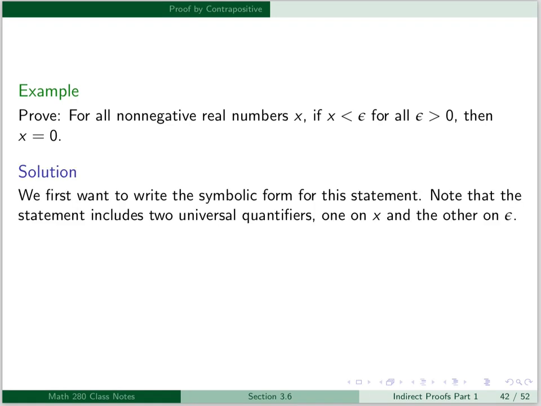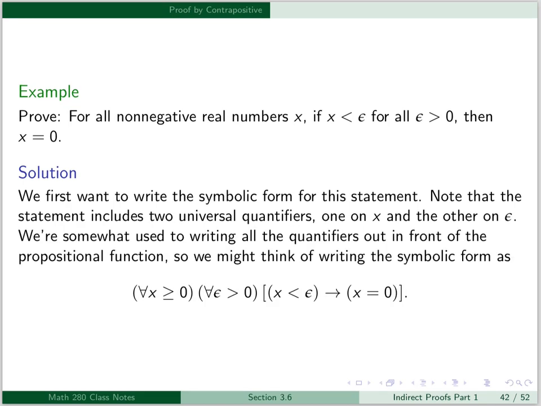We first want to write the symbolic form for this statement. Now note that the statement includes two universal quantifiers, one on x and the other on epsilon. We're somewhat used to writing all the quantifiers out in front of the propositional function, so we might think of writing the symbolic form as for all x greater than or equal to 0, for all epsilon greater than 0, x is less than epsilon implies x is equal to 0.